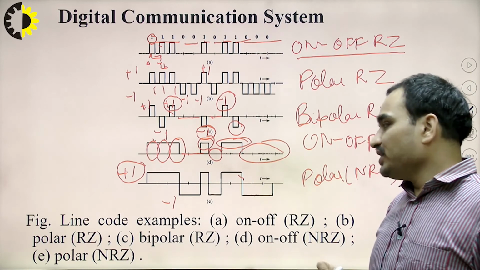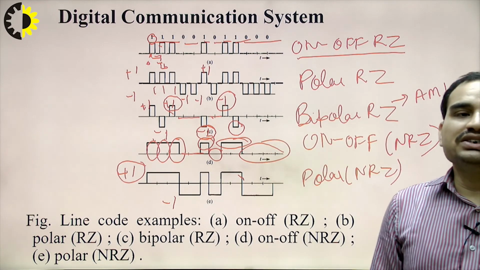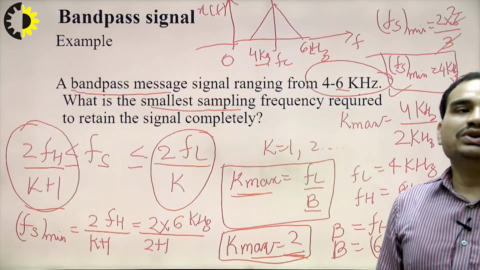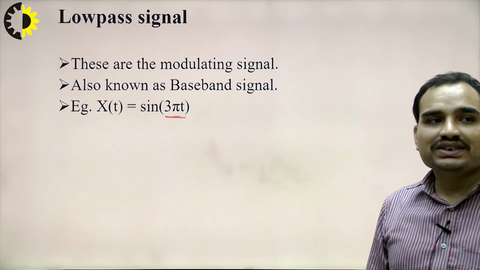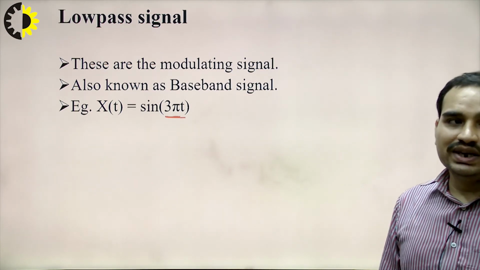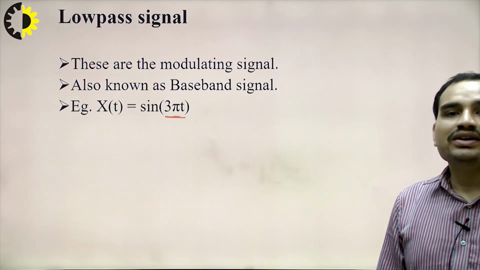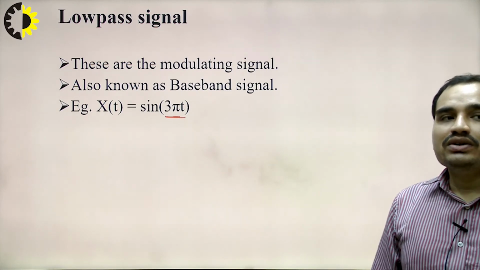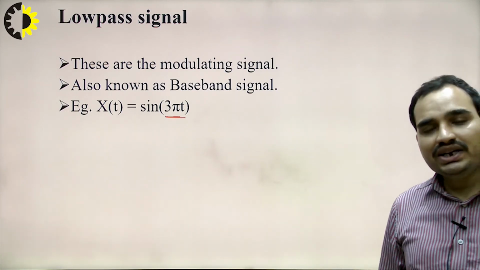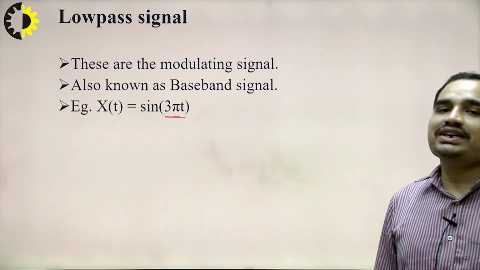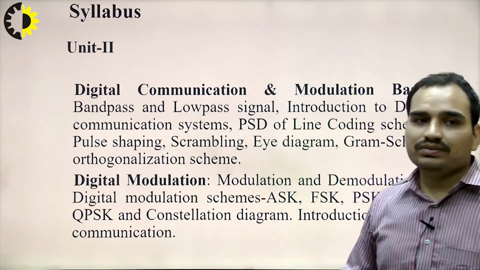In this lecture we have discussed the low pass signal, the band pass signal or the modulating signal, and how to find the sampling of the low pass signal. It follows the Nyquist criterion, that is fs should be greater than or equal to twice the maximum frequency of the signal.